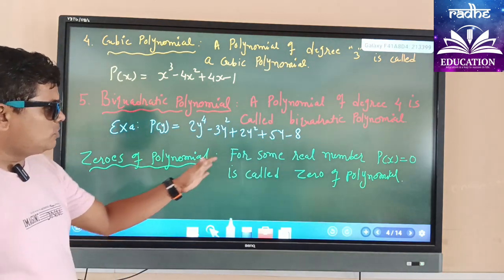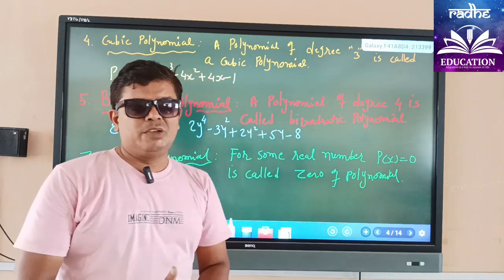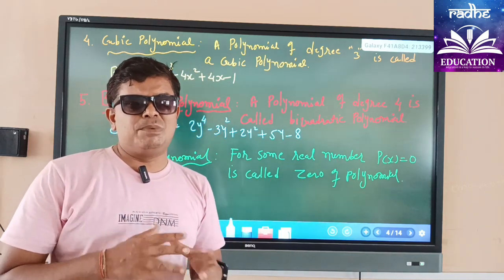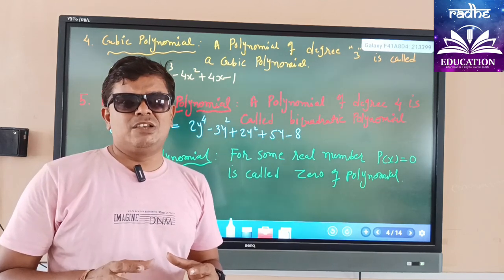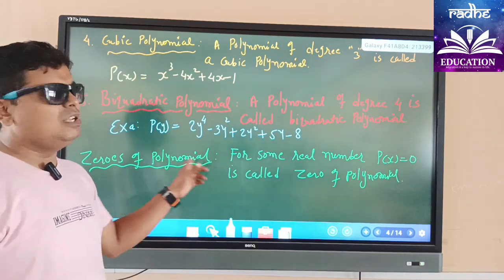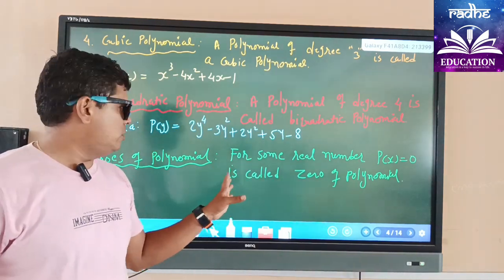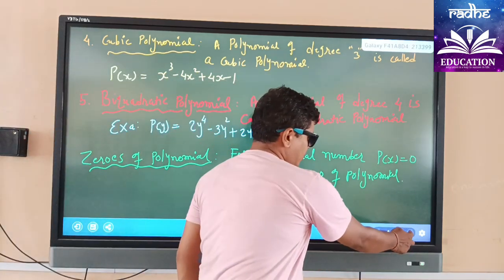Zeros of a polynomial. For some real number, p(x) equals 0 is called the zero of the polynomial. Suppose you have a polynomial p(x) equals x cubed plus 3x squared plus 2x plus 5. For any value of x for which the polynomial becomes 0, that is called the zero of the polynomial. We will take an example, then you will understand.